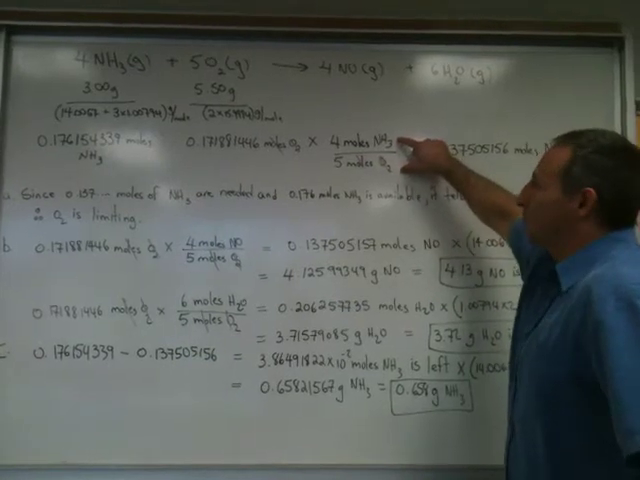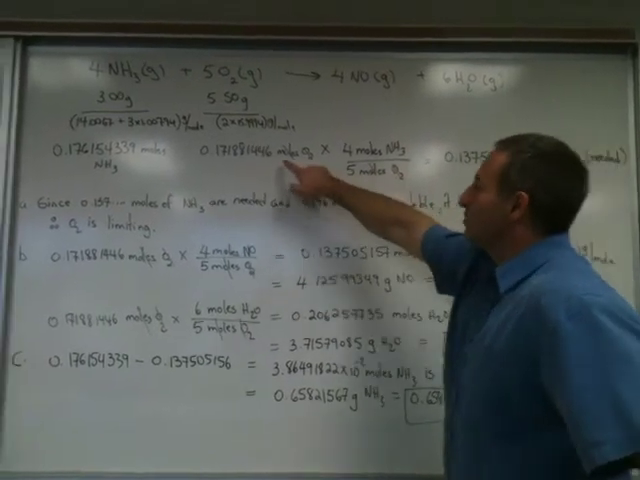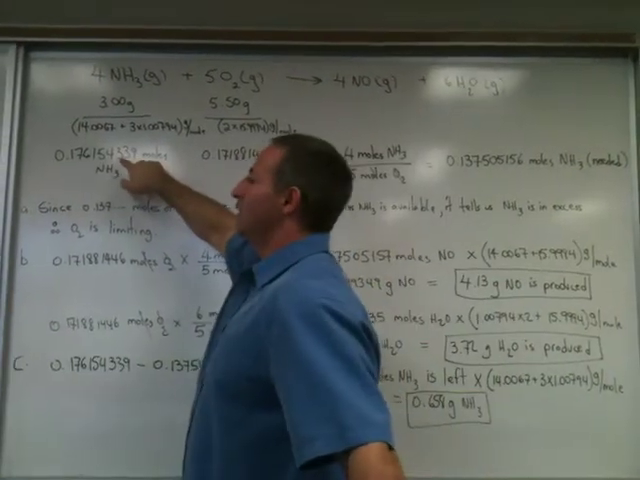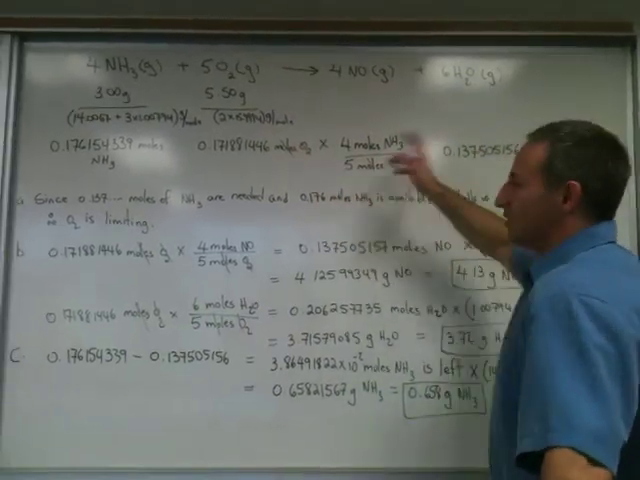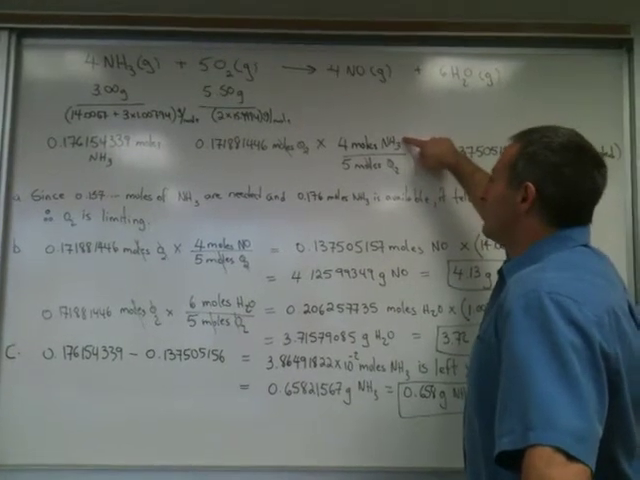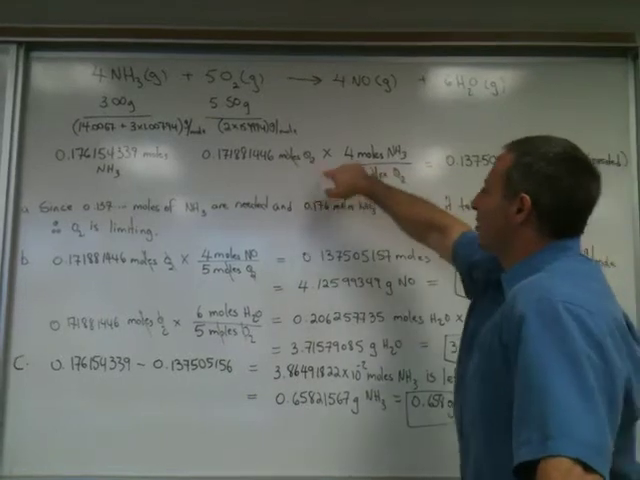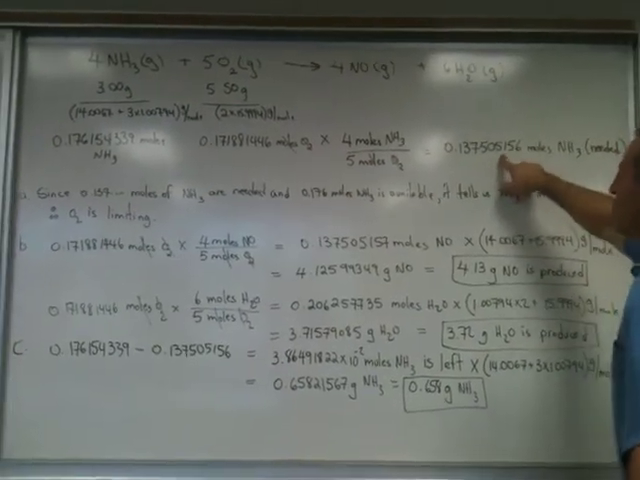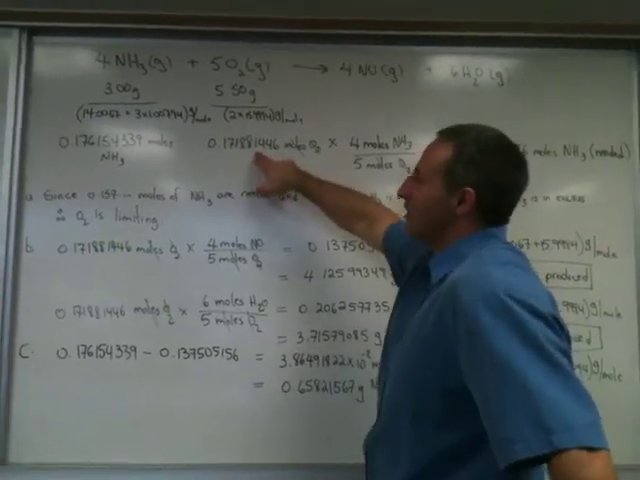How do I know how to write the stoichiometry of the reaction? I put 5 moles on the bottom because I'm trying to get rid of moles of oxygen. I could have started the calculation here, by the way, but I decided to use oxygen as my starting point. Either way, we can find out which one is limiting. So the stoichiometry is 4 moles of ammonia used for every 5 moles of oxygen used. That allows us to cross off moles of oxygen, and we find out that it takes 0.137 moles of ammonia to react with this quantity of oxygen.